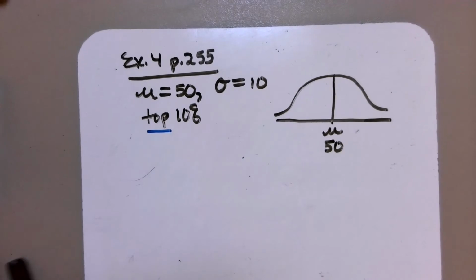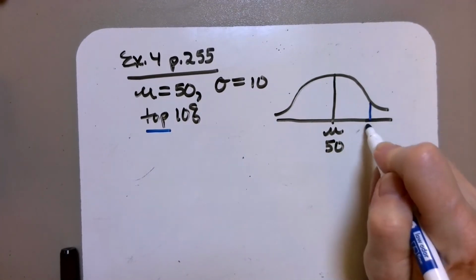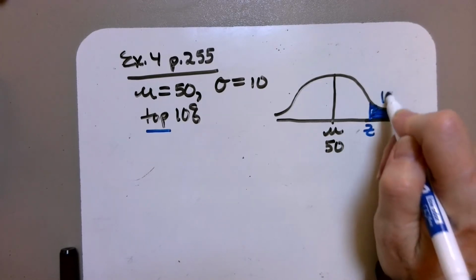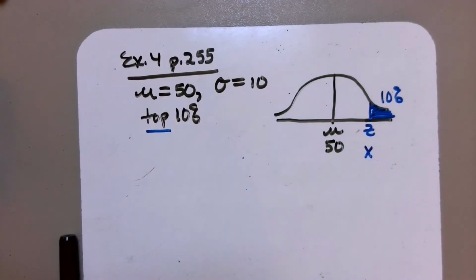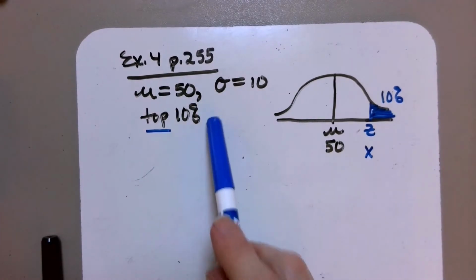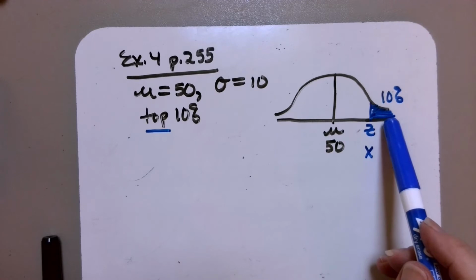The top 10% of people who take this test, the highest scoring 10%, would be over here in the right tail. So we want the z-score, but then we want to work our way back to what's the test score that puts somebody in the top 10% for this particular test. So this is the area to the right, but remember we always need the area to the left. That's what we need to look up.